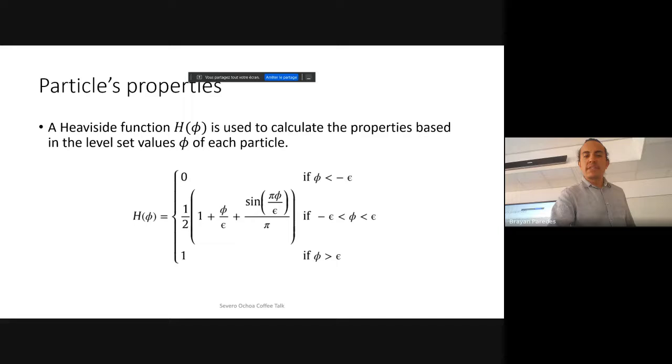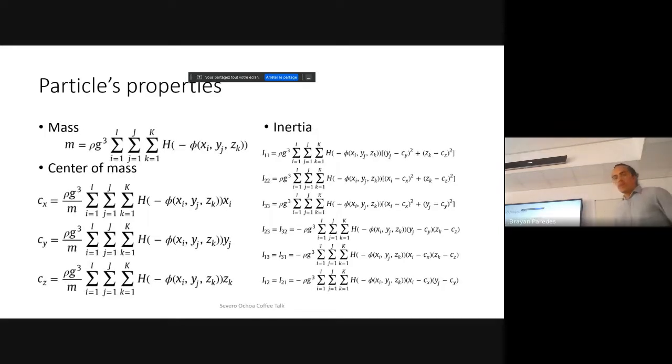Once I have my Heaviside function, we can calculate all the properties. Starting with the mass, we do a summation over all of the nodes, directly calculating the Heaviside function. I check the value of phi, that is my level set, and multiplying by the density and the gravity, I obtain the mass. Once I have the mass, I can calculate the center of mass, again performing a summation. Those are the formulas for the inertia, all the components of the inertia tensor, using the Heaviside function again and the value of the center of mass that was just calculated. With these operations, we can calculate these properties.